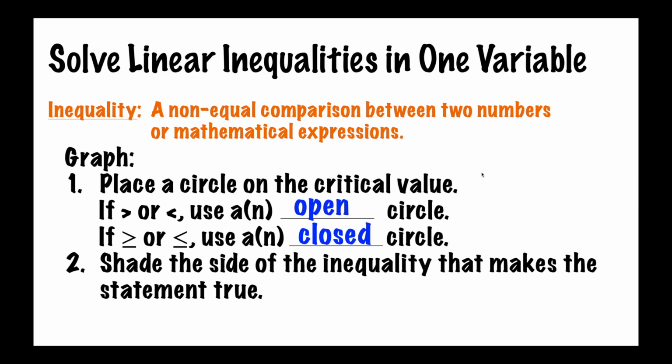So when we go to graph an inequality, we'll start by placing a circle on the critical value. From there, if you get the greater than symbol or the less than symbol, we're going to use an open circle. So we're filling that in on your note sheet. If it's greater than or equal to or less than or equal to, this is when we use a closed circle. Step 2 then is going to be to shade the side of the inequality that makes the statement true.